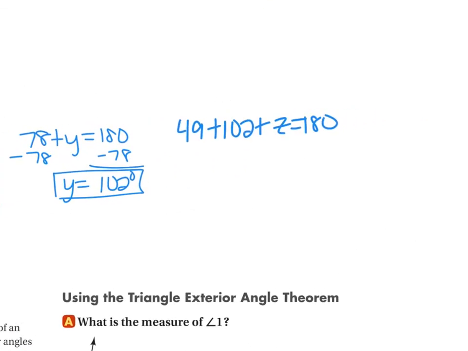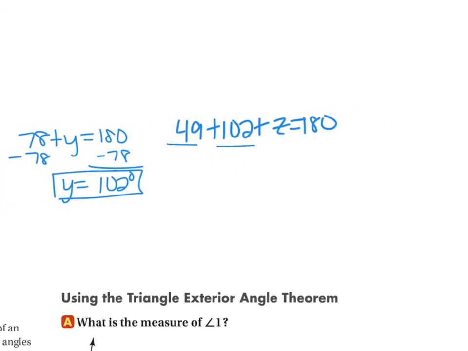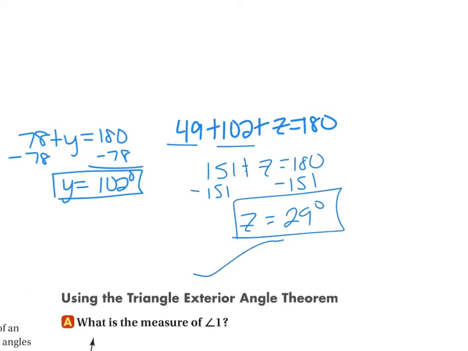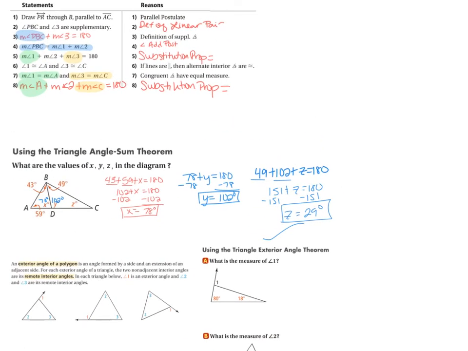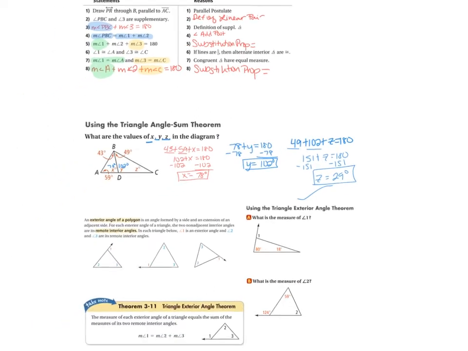So combine your like terms. That would be 151 plus z equals 180. Subtract 151 from both sides, so z equals 29 degrees. Okay, so we found x, y, and z, because that's what they asked us to, so we are finished.